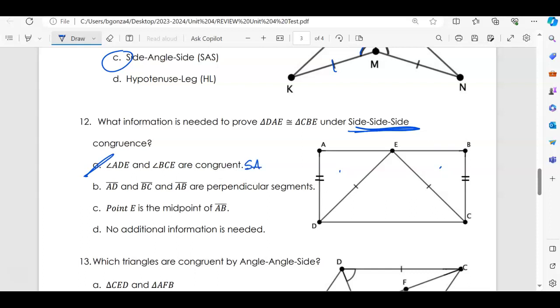This is side angle side. If it says AD, BC, and AP are perpendicular segments, well, if these are perpendicular, that would be HL, angle side side, but HL is not side, side, side again. I don't want that. Then this is point E is a midpoint of AB. Well, if E's right in the middle of A and B, that would give me two congruent sides. And now you can see it's side, side, side. That's what I wanted. Yep. So it's C. Good job.